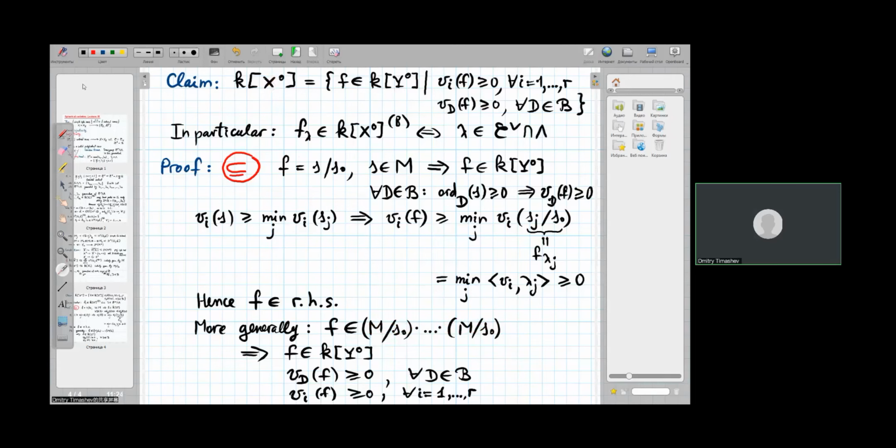Hey, Professor, I have a question. Yes. So, in this proof of the right inclusion or left inclusion, we can see that the valuation of f at Vi is non-negative even for every Vi inside the dual cone C check. Exactly. Exactly.